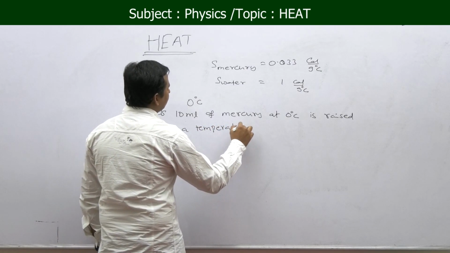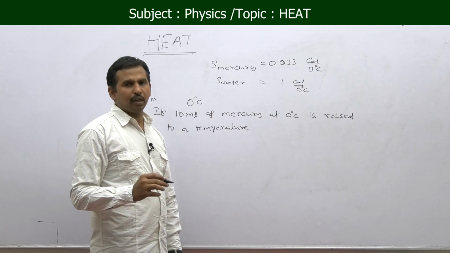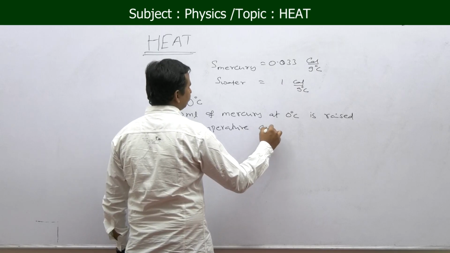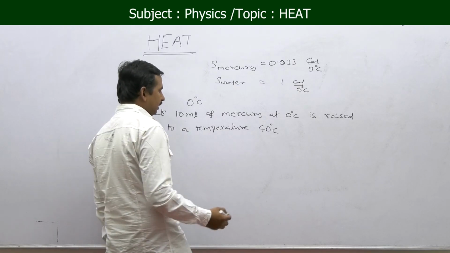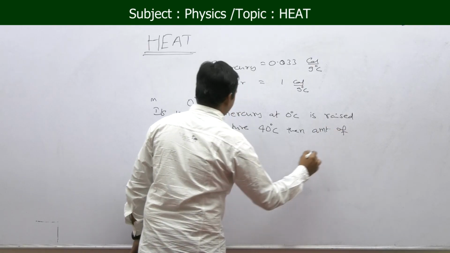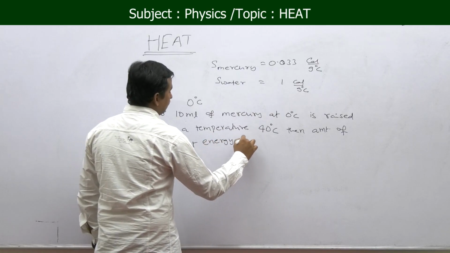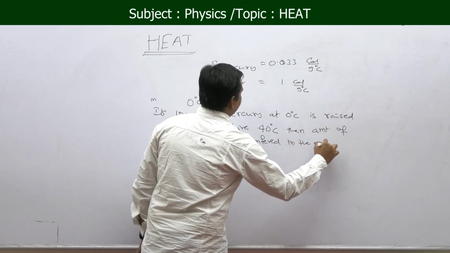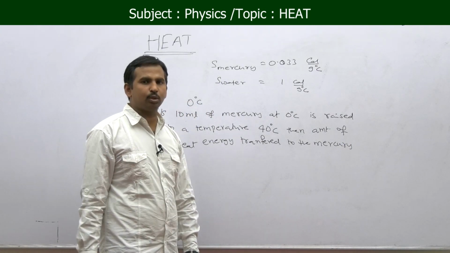as for normal body temperature, that is about 37 degrees Celsius. Let us suppose you are having more, let it be 40 degrees Celsius. Okay, it is raised to a temperature of 40 degrees Celsius, then the amount of heat energy transferred to the mercury is, means our body is losing the heat energy and we are supplying the heat energy to the mercury here.